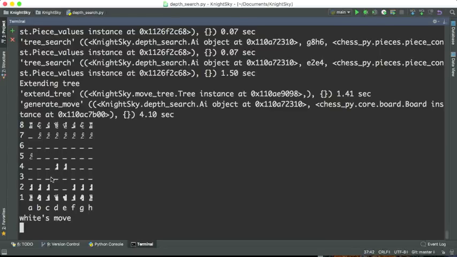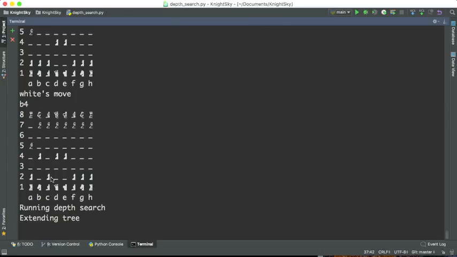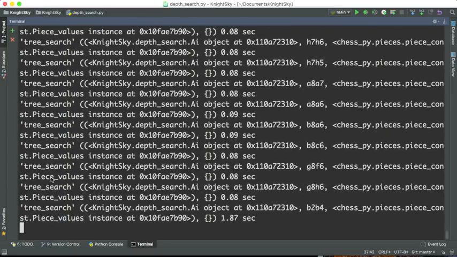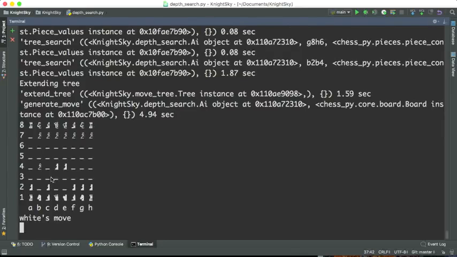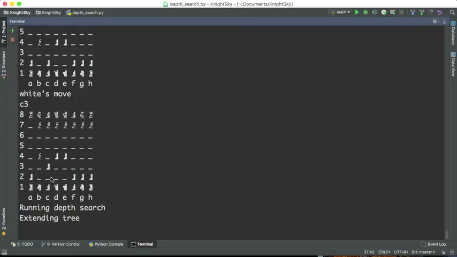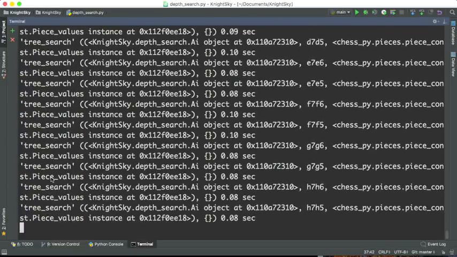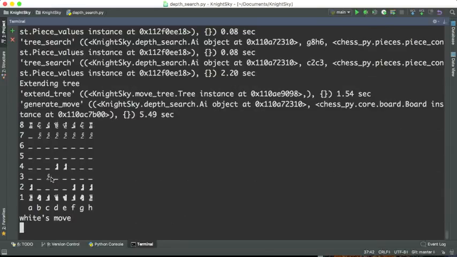Now, if I were to play b4, then it would probably capture it. Let's see. Is there sound effects? No, not yet. Okay. Yeah, so that works. And if I were to play c3, I think it'd still capture it, but let's see. Yeah, it did. So I guess it's very aggressive.